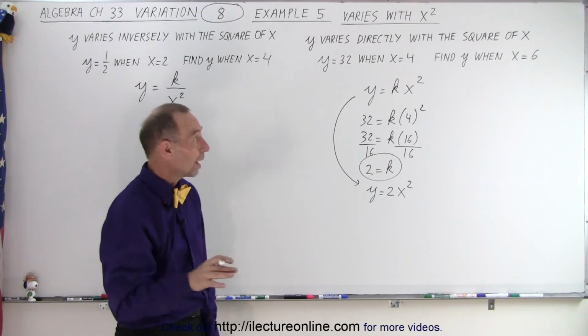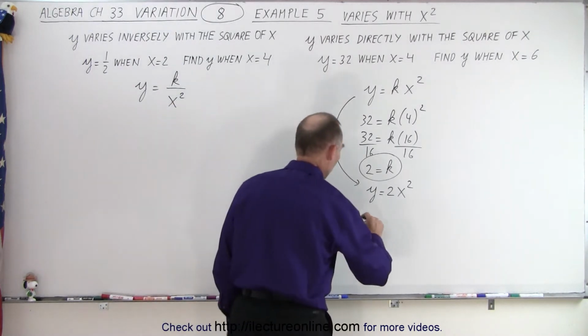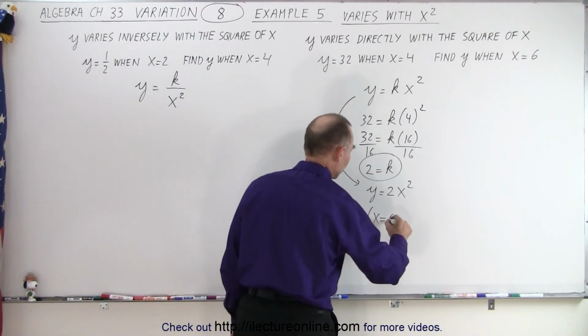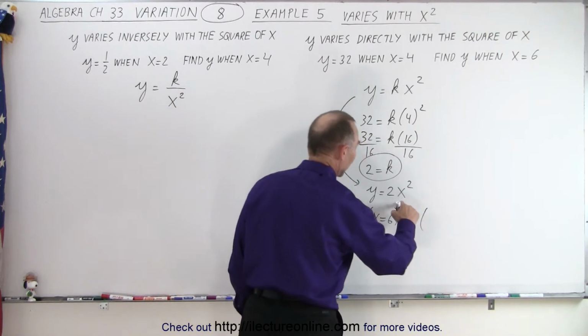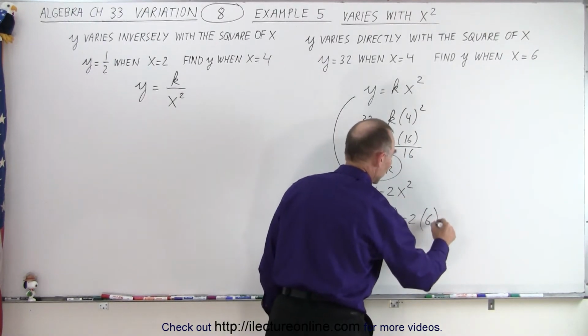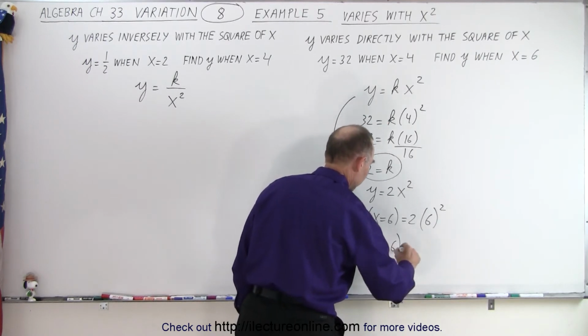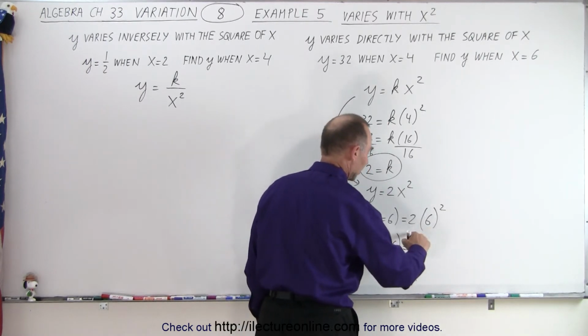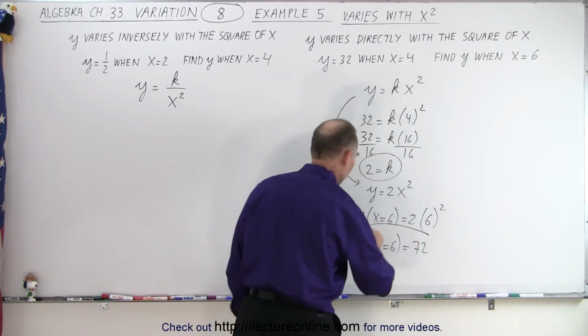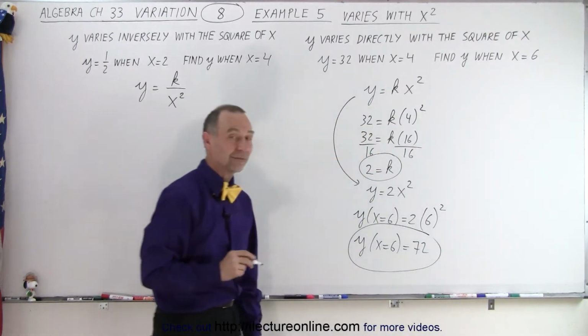Now we're going to find y when x equals 6. So y when x equals 6 is equal to 2 times x. X will be 6 squared, and so y when x equals 6 is equal to 6 squared, which is 36, times 2 is 72, and so the value for y is equal to 72.